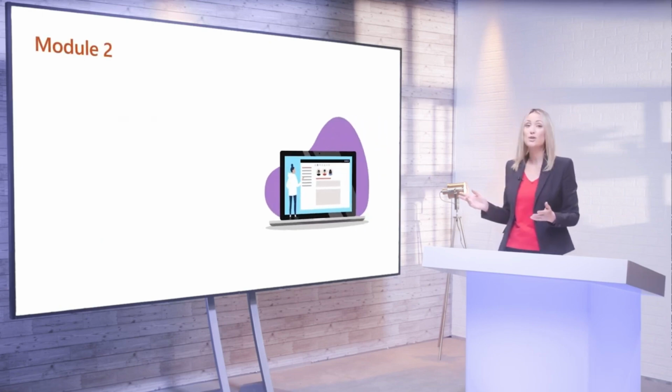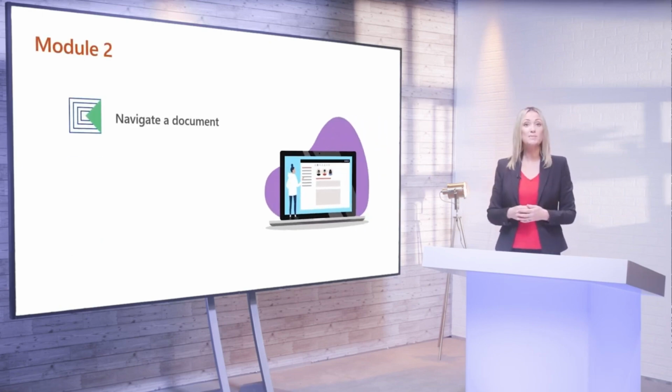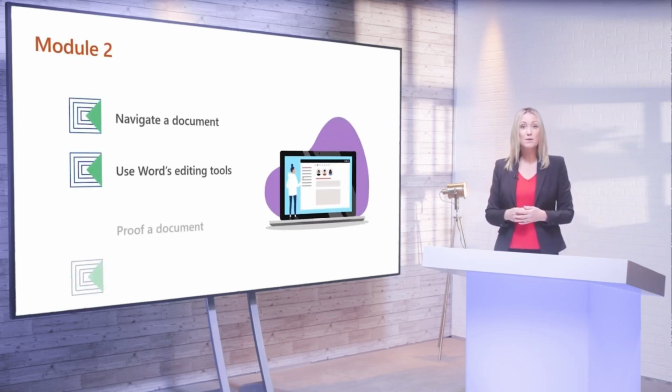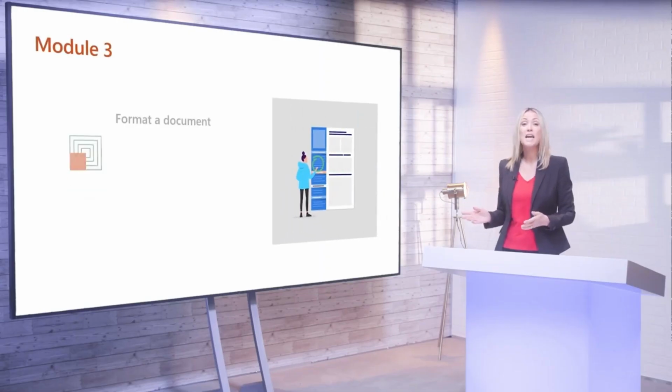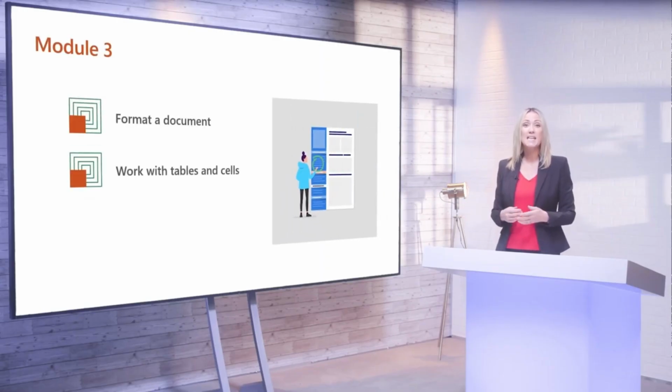In Module 2, you'll begin using the Microsoft Word application. As part of this module, you'll navigate a document, use Word's editing tools, and proof a document using proofing tools. In Module 3, you'll move on to more complex Word tasks like formatting for text and paragraphs, adding and editing tables and cells, and you'll also learn how to manage lists.